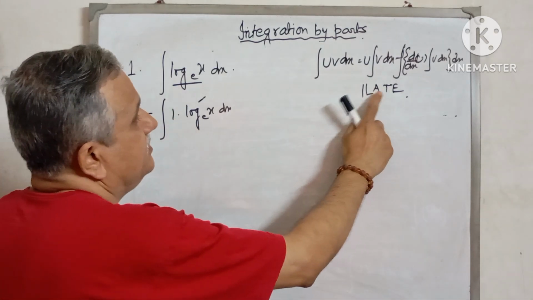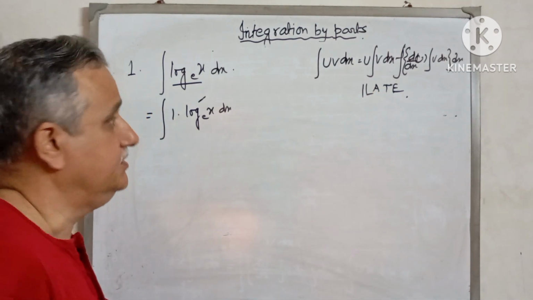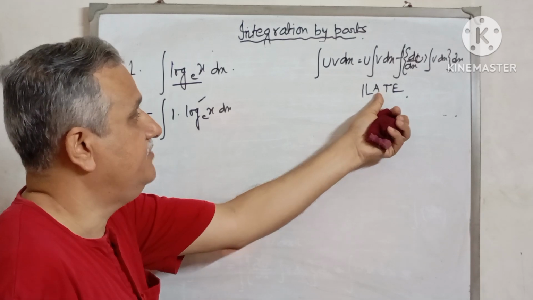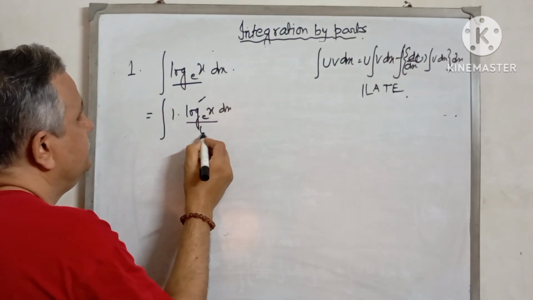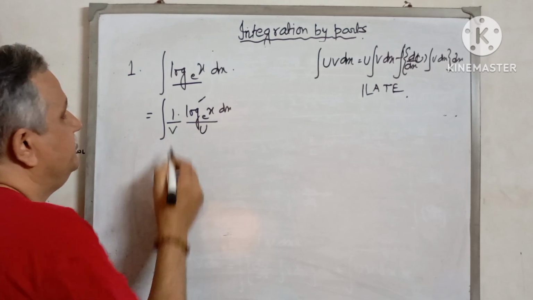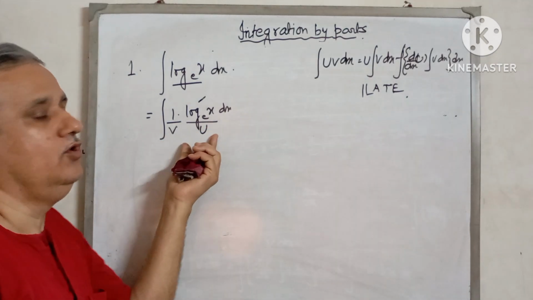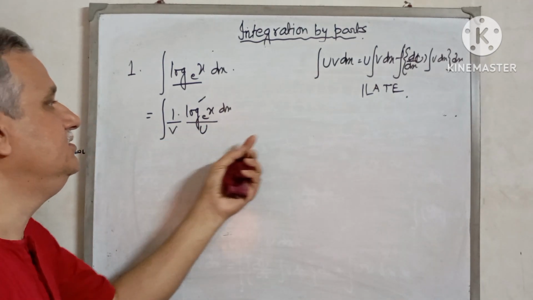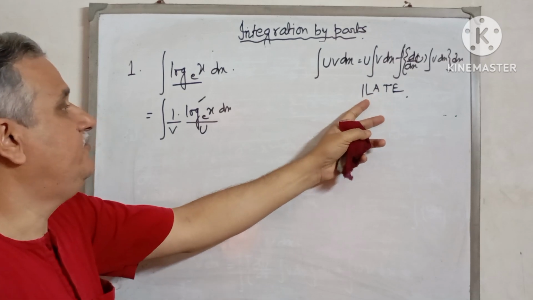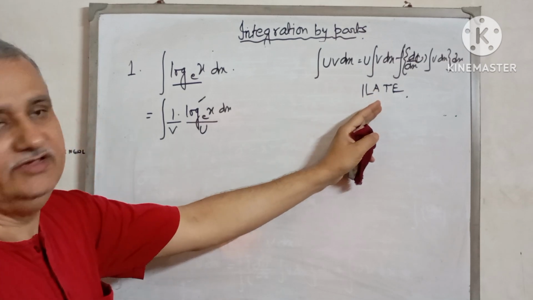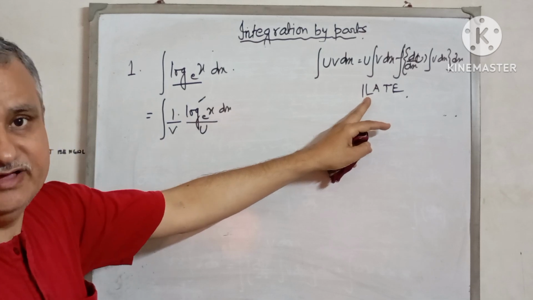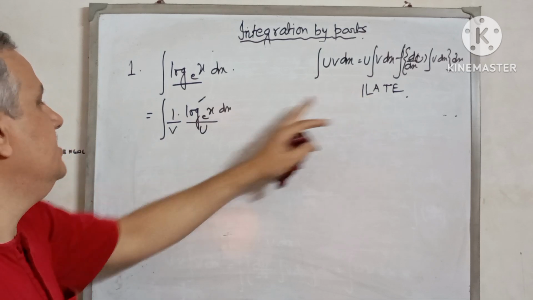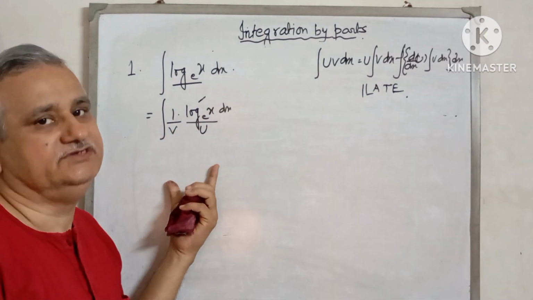Here the logarithmic function comes before the algebraic function. So we put this as u and this as v. We have to put log x base e as the u function, since the logarithmic function comes before the algebraic function. So the logarithmic function is taken as the first function, that is u, and the algebraic function is taken as the v function.